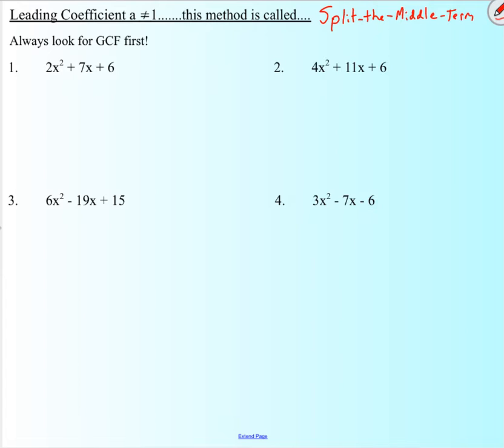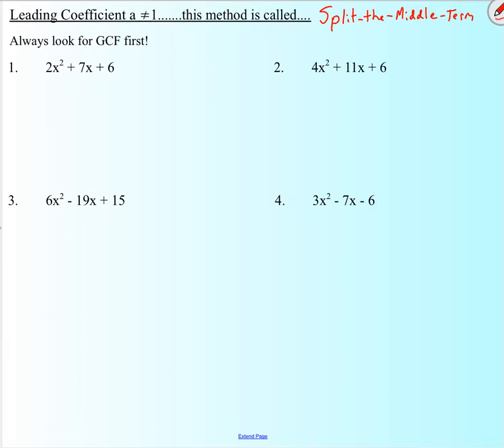So here's how it works. In number 2, we're basically going to turn this trinomial into a 4-term expression. And if we remember, we can factor a 4-term expression using the grouping method. So we're basically going to turn these trinomials into a grouping problem.